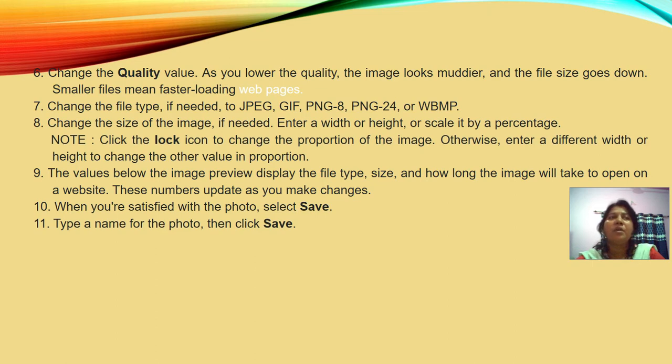Then remember, click the lock icon to maintain the proportion of the image. Otherwise, enter a different width and height to change the other value in proportion. The value below the image preview displays the file type and size and how long the image will take to open on a website. This number updates as you make changes. So when we are satisfied with the photo, then we select the Save option. Type the name of the photo, then click Save.